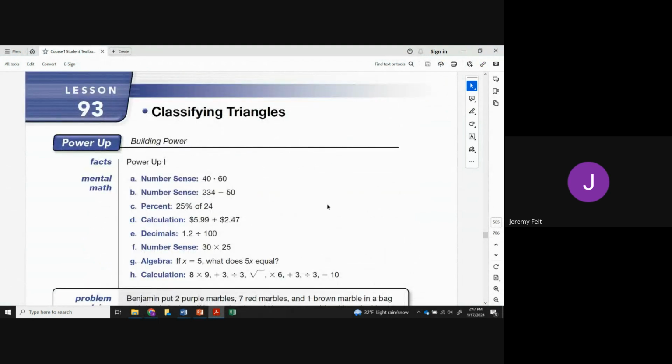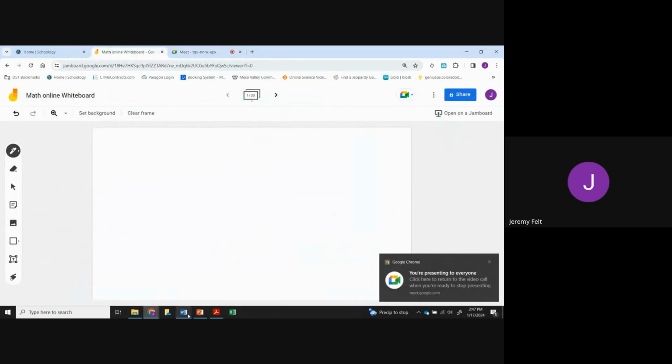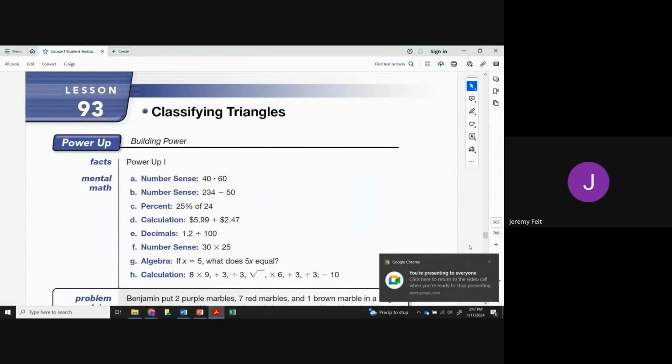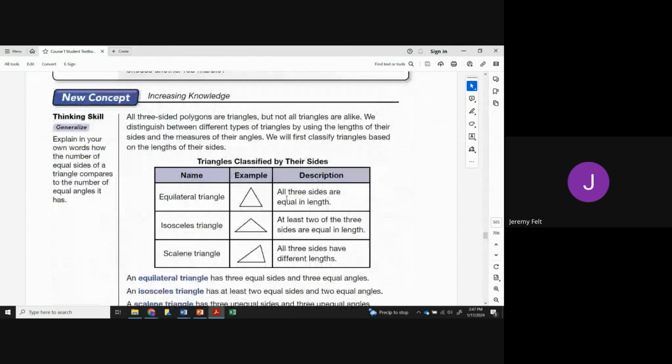All right, and then the last one we're doing for this week is lesson 93. We are classifying triangles. Sorry, I've been kicked out more than once. I want to make sure that's still recording. So classifying triangles. Again, we have 3 sides, 3 interior angles. All the angles always add up to 180. So we can classify by angles or sides.